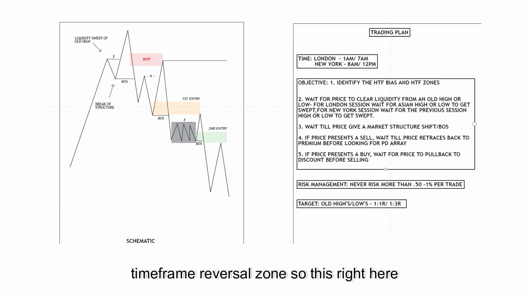So for the London session, we wait for the Asian high or low to get swept. And then for the New York session, we wait for a previous session high or a previous session low to get swept. So now this is our New York session continuation pattern. This is our London session, and this is our New York session. After price clears this Asian session high, goes lower and gives us the Asian session low, now we wait for price to pull back in here and give us our second entry to continue this continuation strategy.